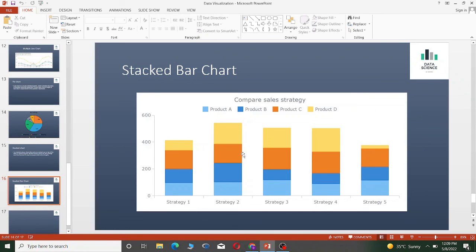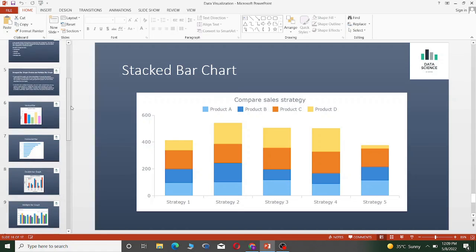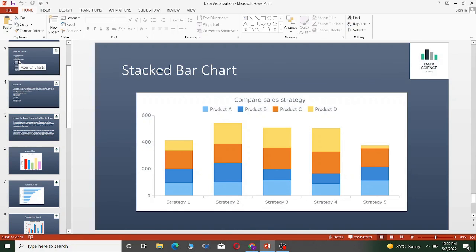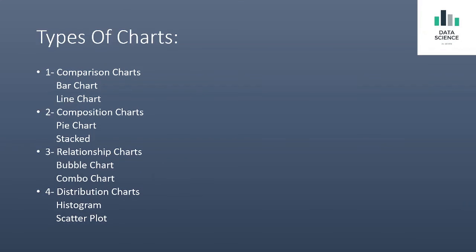So we are left with two types of charts only, that is relationship charts and distribution charts. These two types of charts are very much important for data science skills, that I'll cover in the next video. Till then, stay tuned.